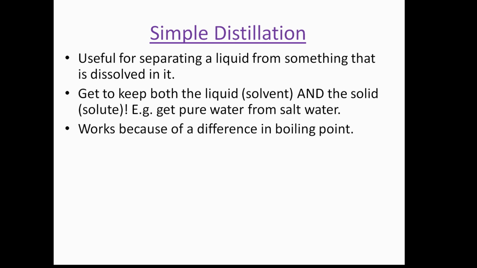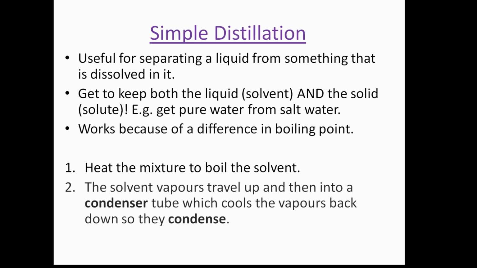The reason why distillation works, both types of distillation, simple and fractional, is because of a difference in boiling point. And what you'll need to do for simple distillation is you heat the mixture to boil the solvent. The solvent vapors will then travel up and then into a condenser tube, which cools the vapors back down so they condense into a liquid, and then you capture it. And we'll look at a diagram in a minute. It's very similar to this diagram.